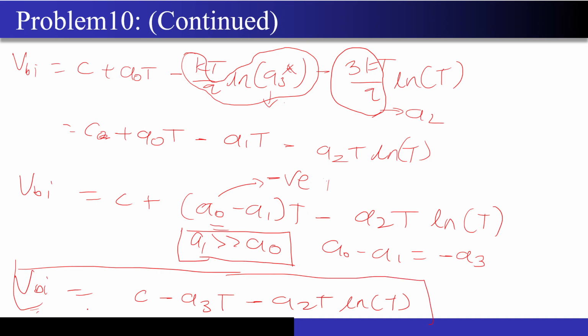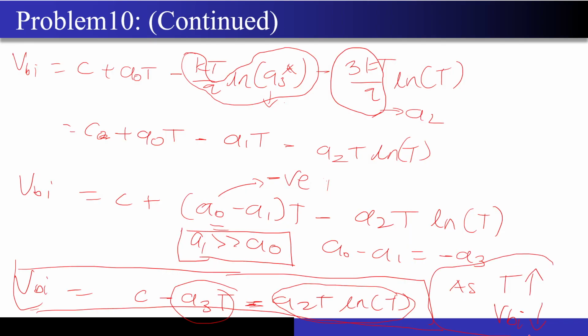You can clearly see from this expression that as I increase my temperature, as T is increased, this term will increase, even this T into log T term will increase, and both of them have a negative sign. So that means as temperature is increasing, my VBI will decrease. This is what I got from the mathematical understanding. So as temperature increases, my VBI will decrease.